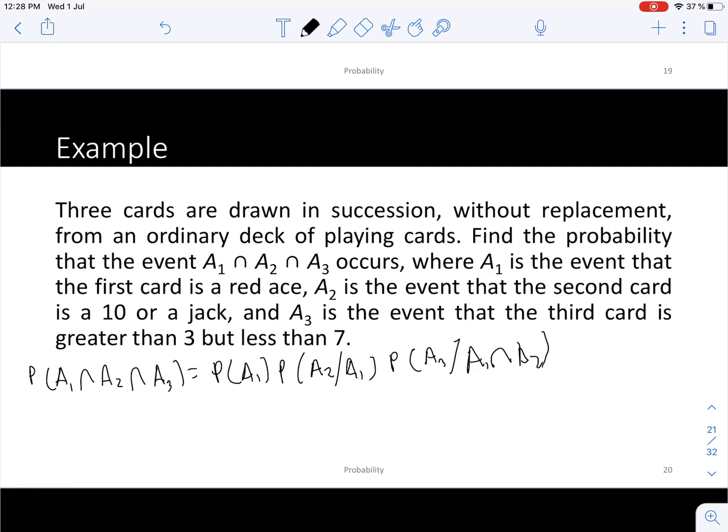Right? So let's do the first one, probability of A1. Remember that A1 is that the first card is a red ace. So how many red aces you will find in a deck of cards? There are 2, right? 2 red aces. And there are 52 cards in a deck. Therefore, this is probability of A1. It's equal to 2 divided by 52.